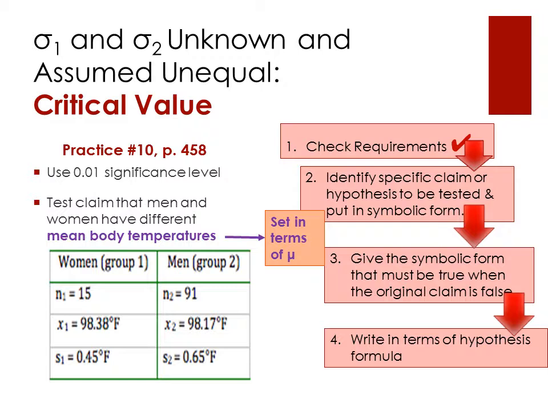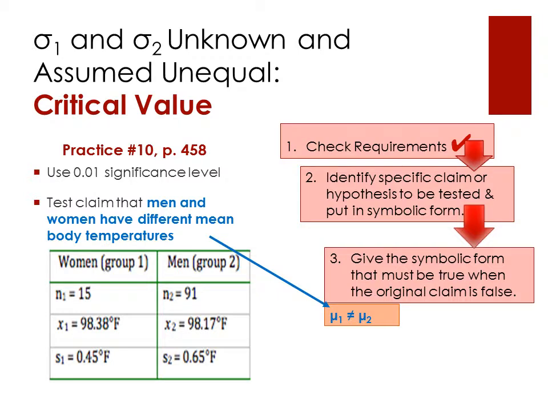All right, now the next thing we need to do is identify the claims that we're testing. And remember, we need to set this up in terms of the particular population parameter we're working with. So here we're looking at mean body temperatures, so we're working with mu. All of our statements from here on out are going to be related to mu.